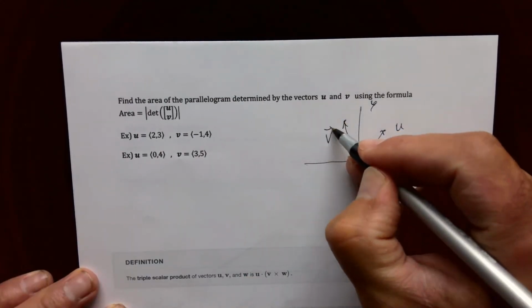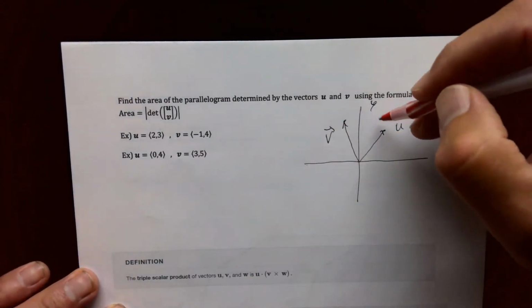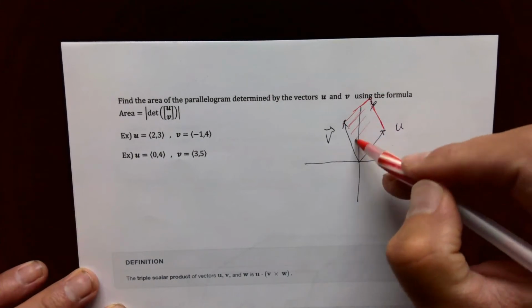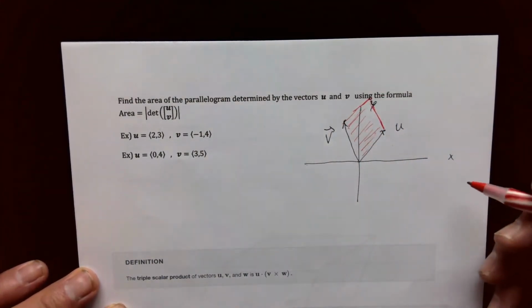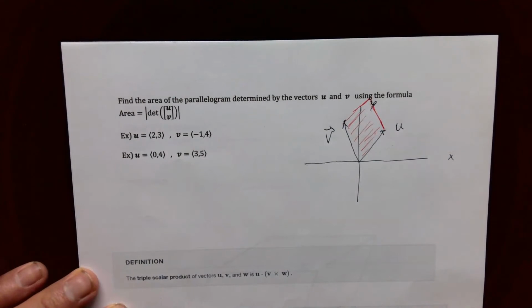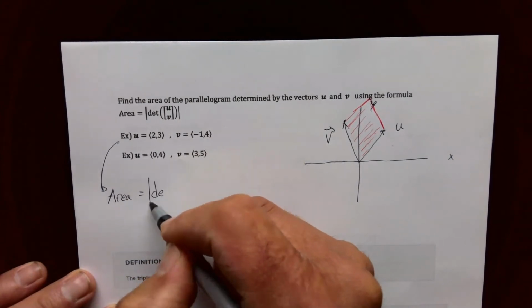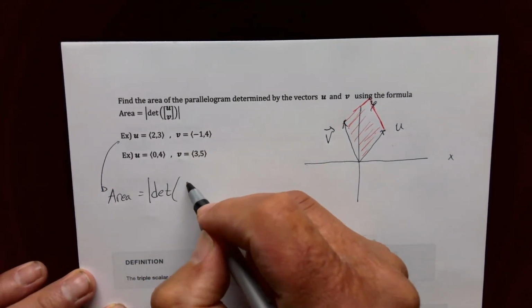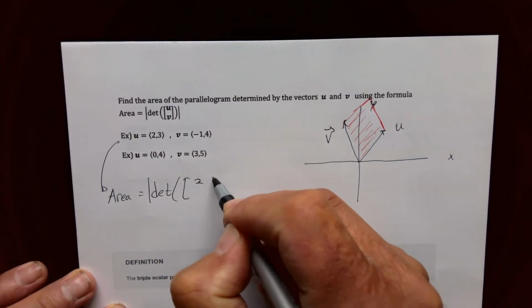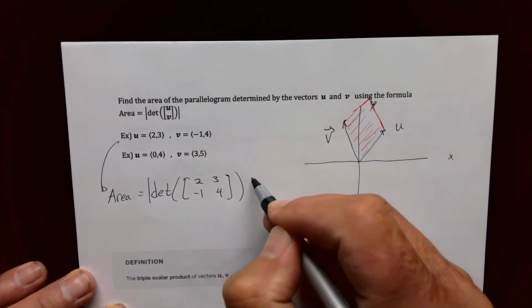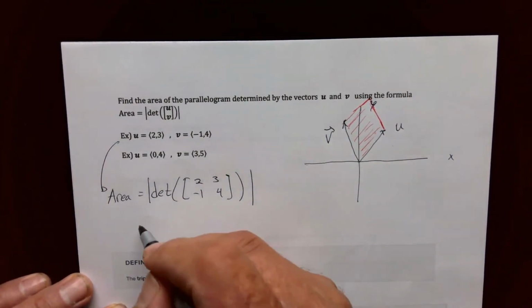And what we're saying is, if I think about the parallelogram determined with these as its sides, something like that, then the area of this parallelogram will be the absolute value of the determinant of the matrix we get by putting the components of U and the components of V in a matrix, taking the determinant, and afterwards taking the absolute value. So that area is the absolute value of the determinant of the matrix we get by putting components of U, which are 2 and 3, in the first row, components of V, which are negative 1 and 4, in the second row, and then computing that determinant.